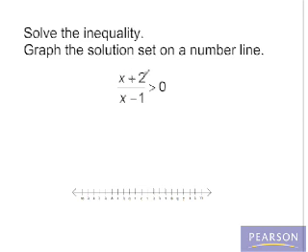Negative 2 causes the numerator to be equal to 0, so I'm going to identify that negative 2 is a critical point, and also positive 1 is a critical point. And we've taken the number line and we've divided it up into three intervals, from negative infinity up to negative 2, from negative 2 to 1, and then from 1 to positive infinity. And we'll choose a test point in each interval to see whether or not it makes this a true or a false statement.